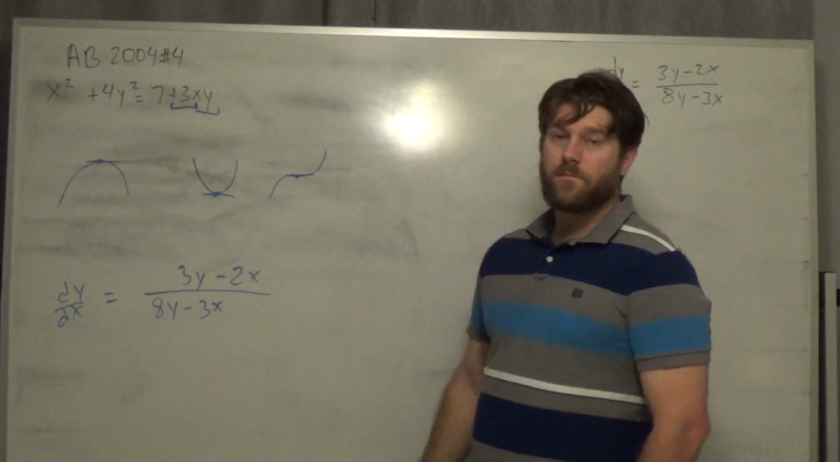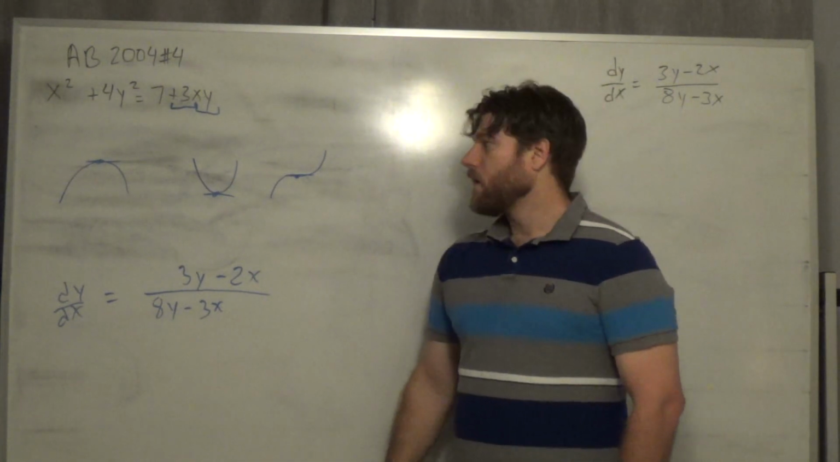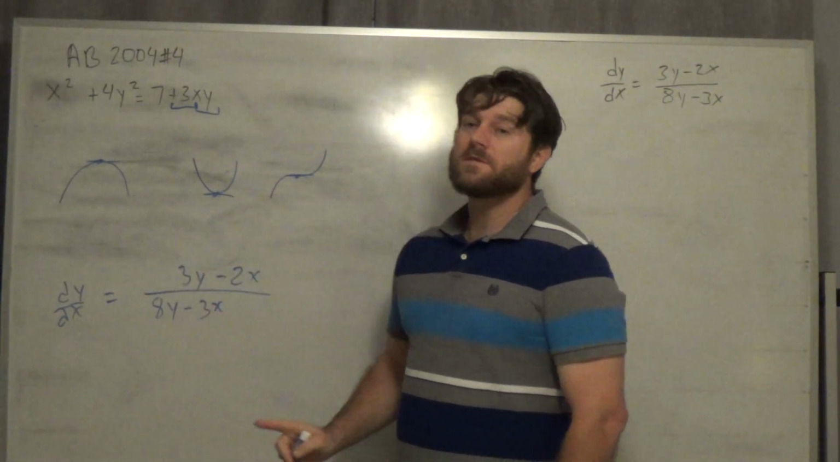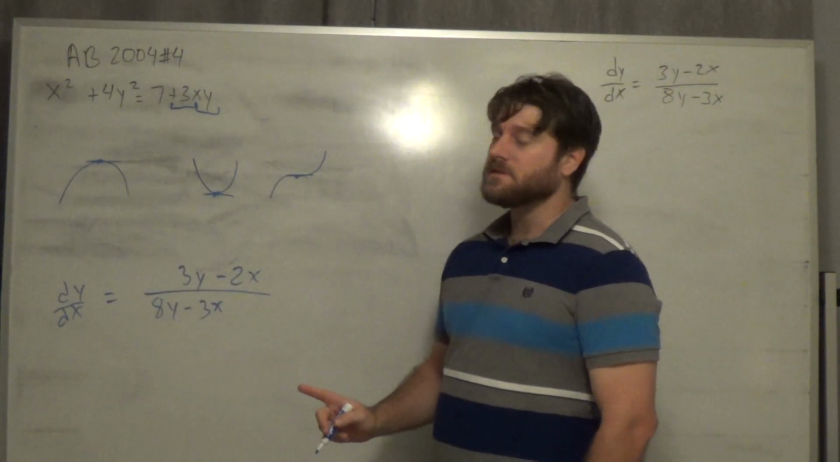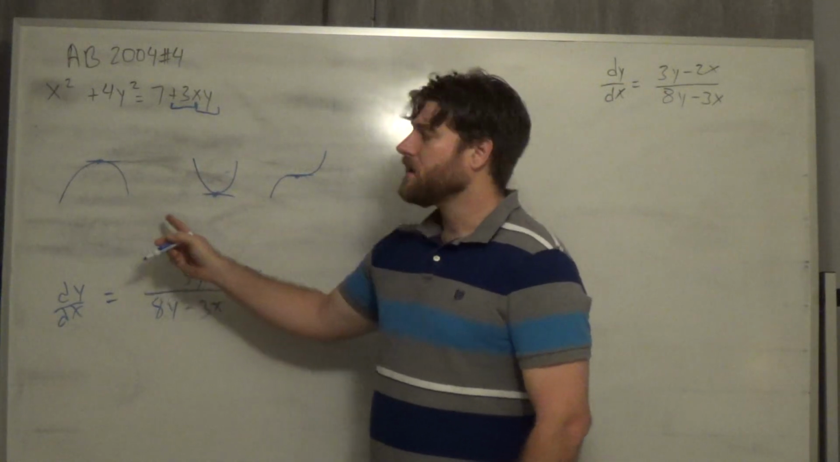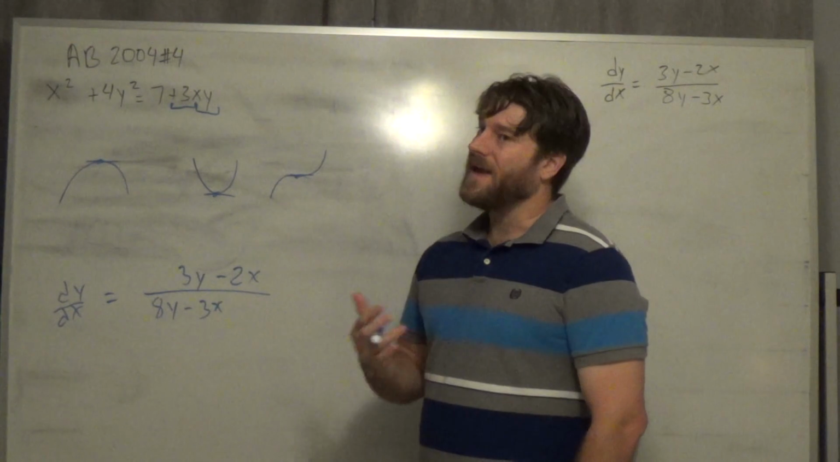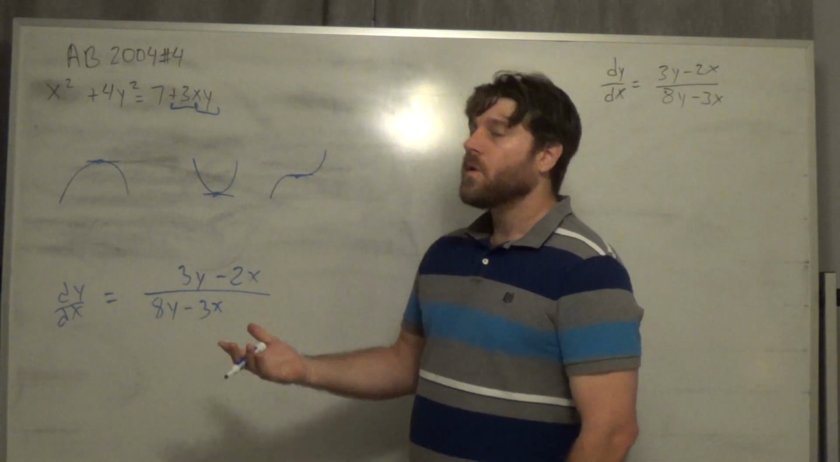Slope is 0. Now, notice the difference between these two. Slope is 0, but concavity is different. This one is concave down, this one is concave up. So something called the second derivative test, which we haven't really reviewed in a long time, works like this.